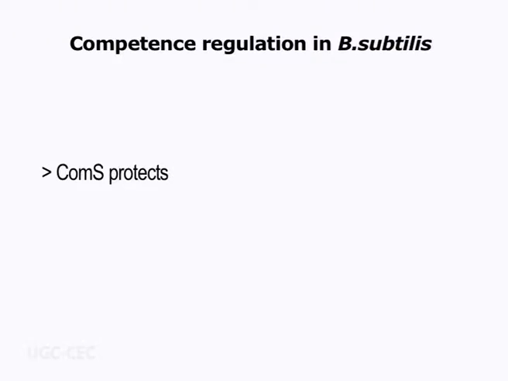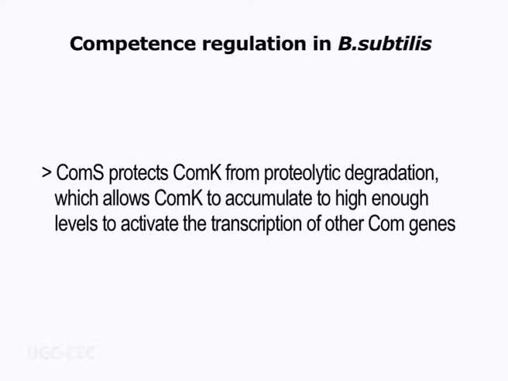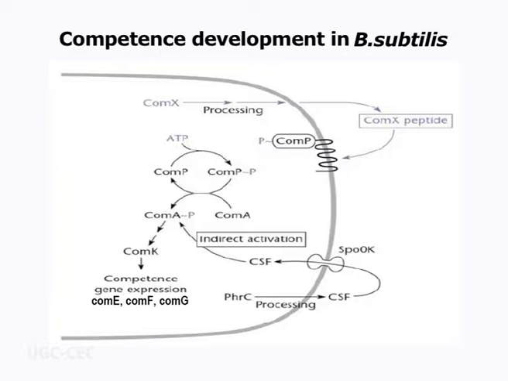So you will see that there are two such elements: one is COM-K as well as COM-S. So what is the function of COM-S? It protects COM-K from getting degraded, and thus it allows COM-K to act as a transcription activator. So herein we can see the involvement of two components, COM-P and A. One is sensing the signal and the second one is the sensor kinase that is accepting this signal inside the cytoplasm and transmitting this message to the transcriptional activator COM-K.